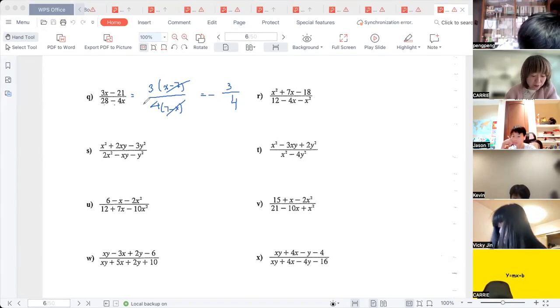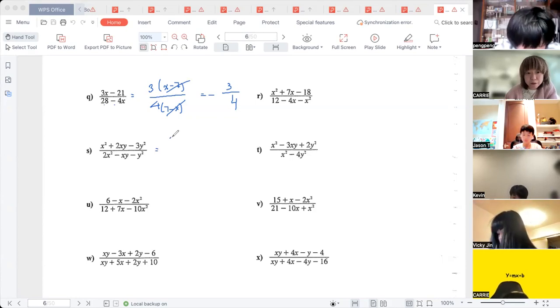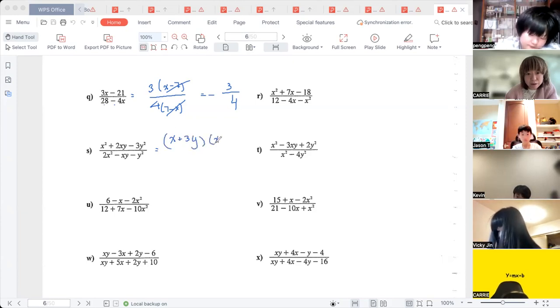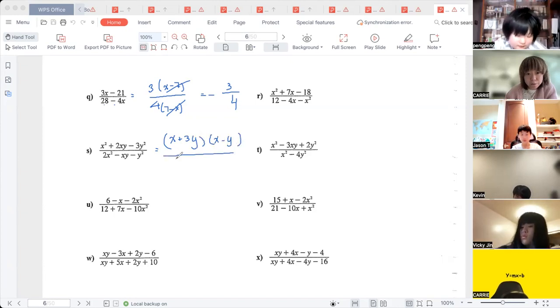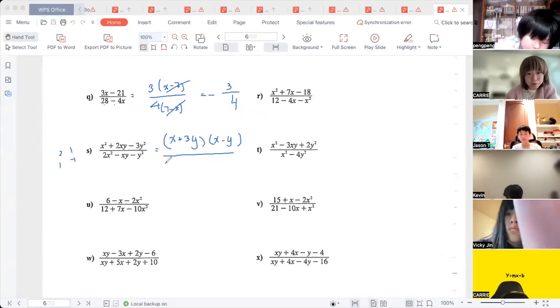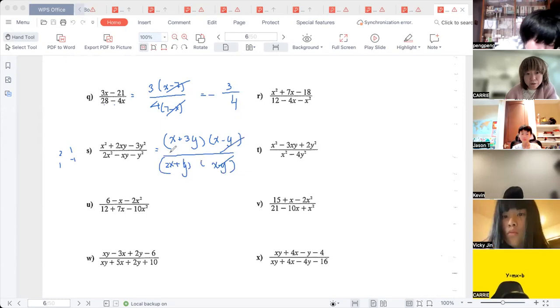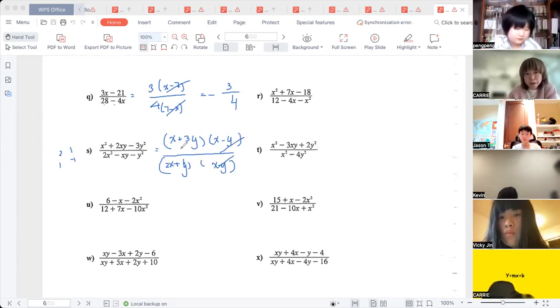So everybody, this question we can go, right? So number 2. We have x squared plus 2xy minus 3y squared. So it's x plus 3y and x minus y, over 2x and 1, and negative 1 and positive 1. So it's 2x plus 1y and x minus y. So this one is gone. So the answer is x plus 3y over 2x minus y.